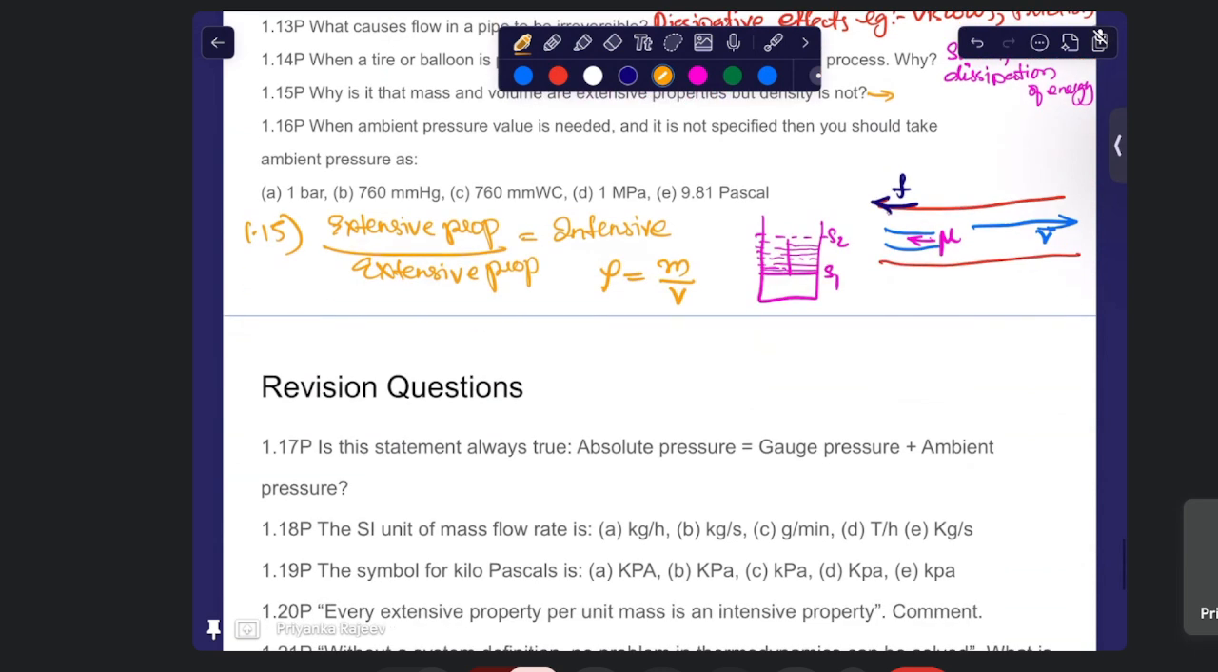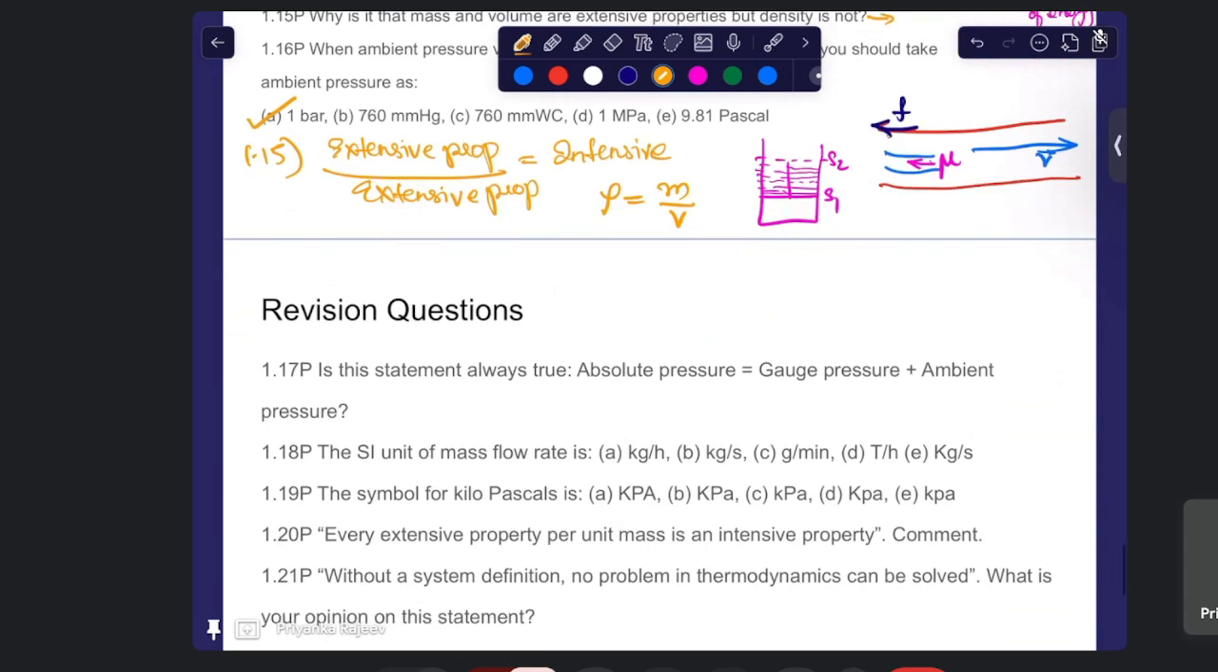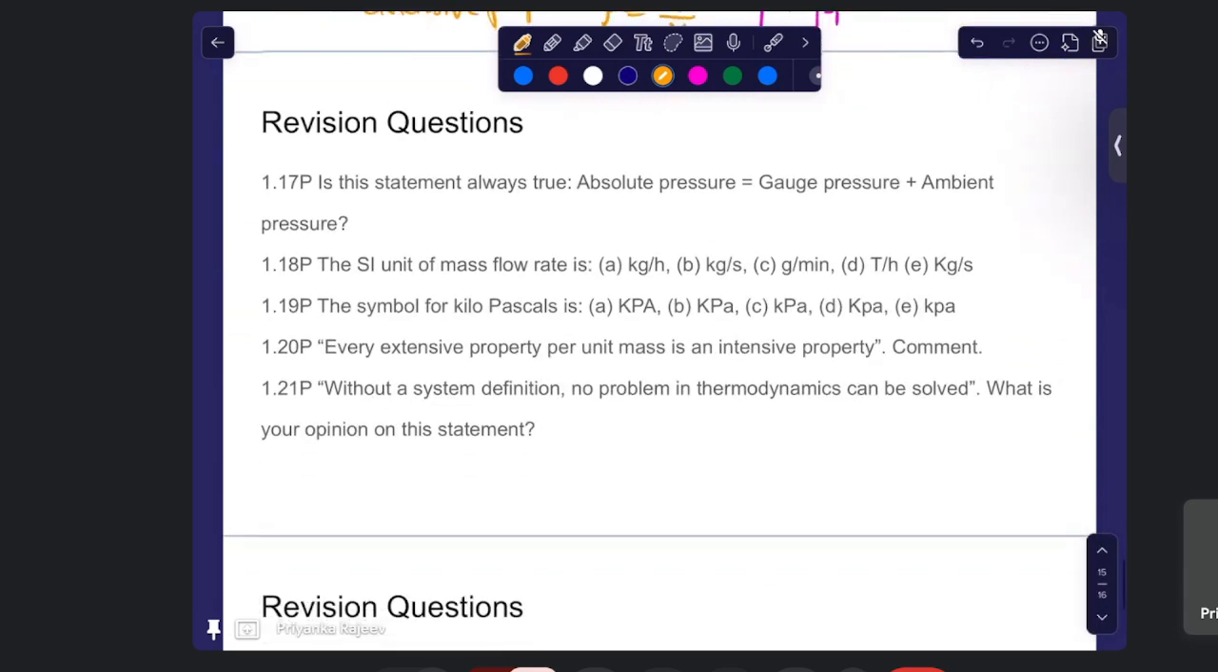Now 1.16: when the ambient pressure value is needed and it is not specified, what will you take? Typically we take 1 bar as the ambient pressure. Now the next one: is the statement always true? Absolute pressure equals gauge pressure plus ambient pressure.